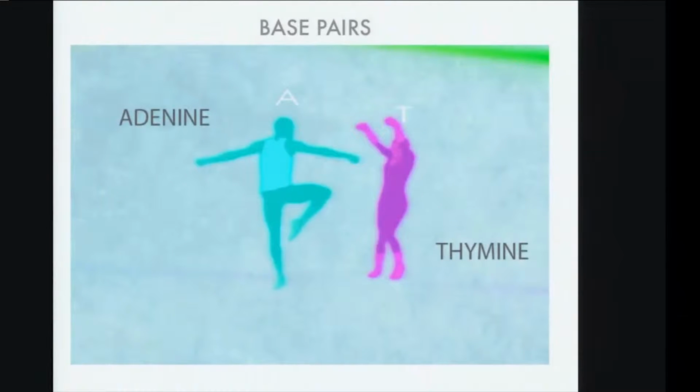So you've already met the principal dancers. You met adenine and thymine in that movie. So what are adenine and thymine? Well, they're actually the basic building blocks of DNA, and they're called bases, B-A-S-E-S. The two together are known as a base pair. And there are two pairs of bases that make up all of DNA.